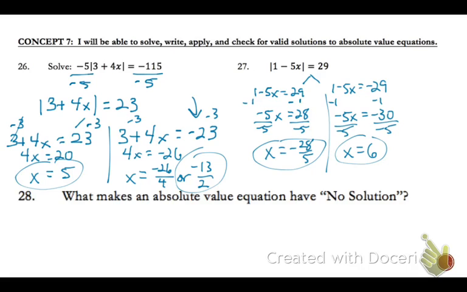Now number 28, it says what makes an absolute value equation have no solution? Well, remember that with absolute value, we are talking about distance. So if you have an absolute value expression that is set equal to a negative value, that's impossible to do because we don't express distance in negative terms. So anytime an absolute value is set equal to a negative value, it has no solution because there's no way to get a negative distance.